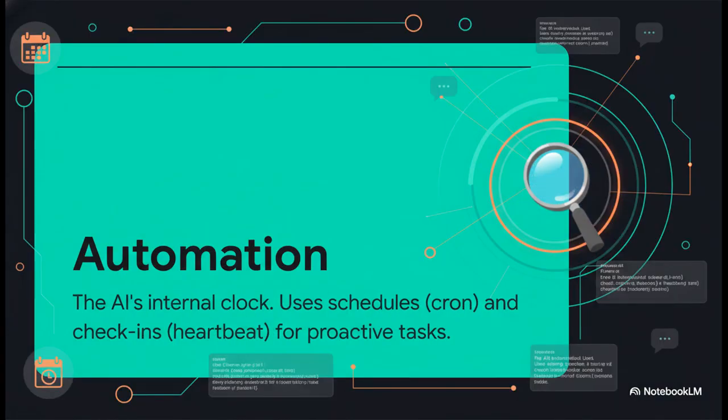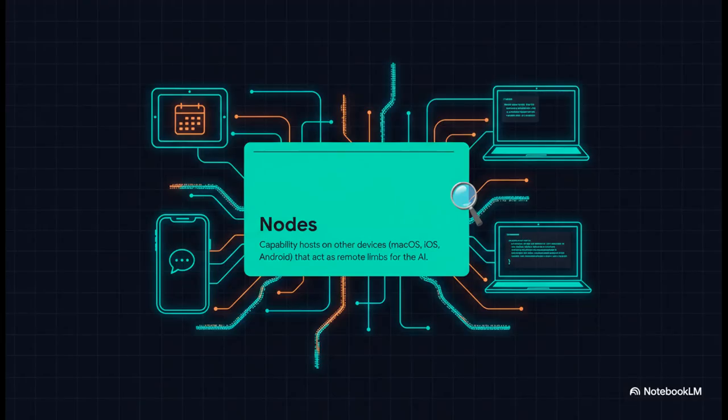Automation is what makes this whole thing proactive. It's kind of like the AI's internal clock. It can use scheduled tasks like a classic cron job for the tech folks out there, or just a regular heartbeat to check in on things. And this is how it can do stuff like, say, check your calendar first thing in the morning without you even having to ask.